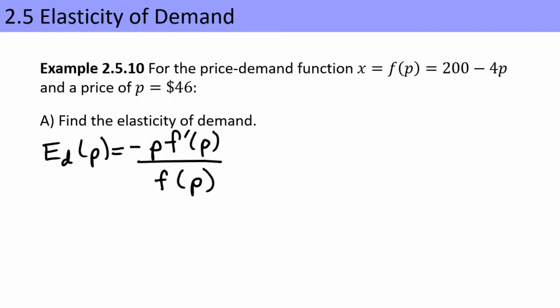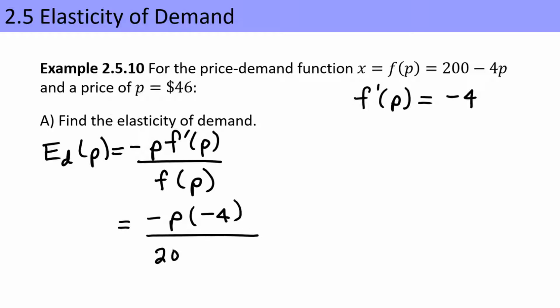Let's find the derivative for the function F. So we write F prime of P is equal to minus 4. Putting it together, you'll have minus P times minus 4 for F prime of P divided by the function 200 minus 4P. Let's simplify this a little bit.